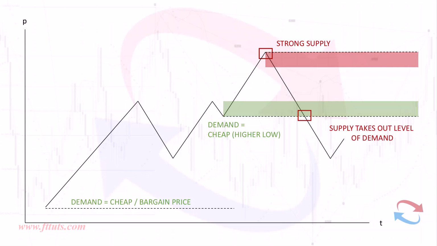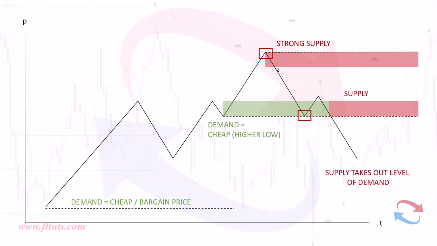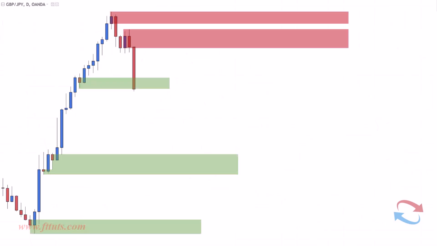But if you get a situation like this, where you get some demand here, a bit of a bounce, and then a move, this is also a level of supply, right? But this would be the strongest level of supply. So this is still a tradable level, nothing wrong with this level at all, but this would be the strongest level of supply. So let's look at this on a price chart.